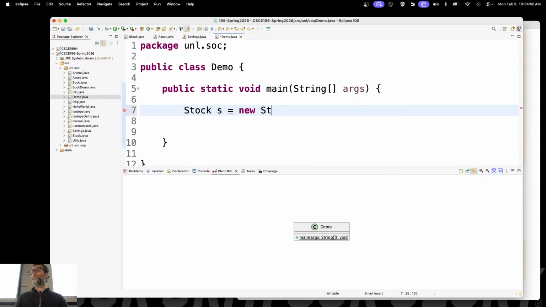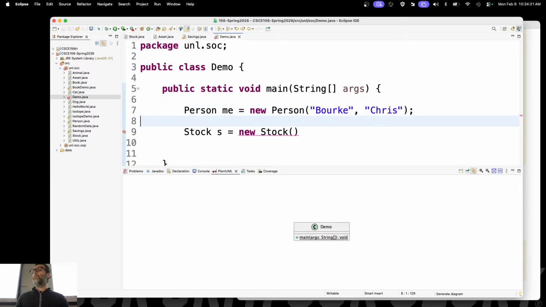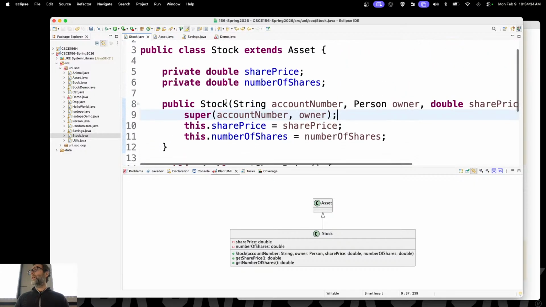Let me go ahead and create a stock now. Stock s is equal to new Stock. I'll take care of a savings account here in a second. Of course, I'm going to need an owner for this, so I should have created a person first. Me equals new Person. And I think it's last name, comma, first name. And that's good enough for now. And then the account number, I'll just say 1, 2, 3, 4, and then me, the owner. And the stock class, say that I own, I don't know, 10 shares of Microsoft, whatever the share price is.